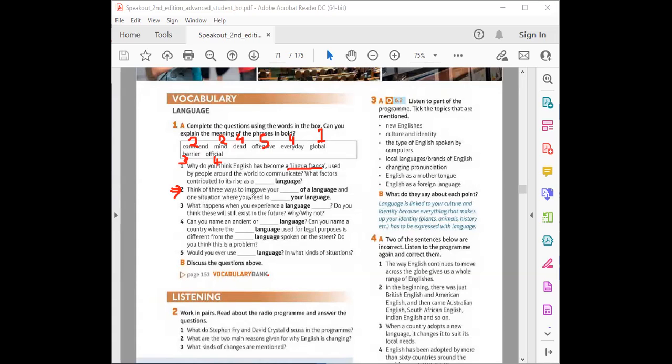So think of three ways to improve your command of language, and one situation when you need to, what was the word here? Okay, it was mind. Mind your language, correct. To mind your language. Okay. Do you have answers for this one?